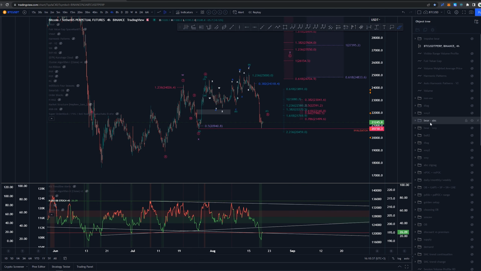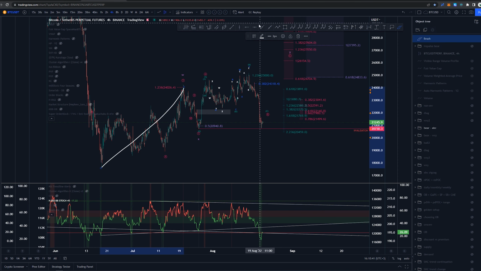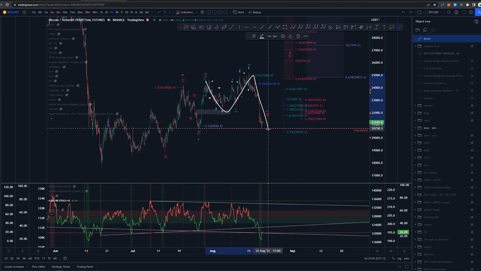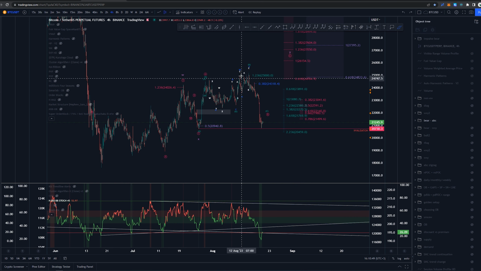Bear ABC. This one was having this as the W, then this was A wave, then 3 waves pullback. I had the A here, B here, and then we were looking for that C wave down, and that was the main idea at that point.